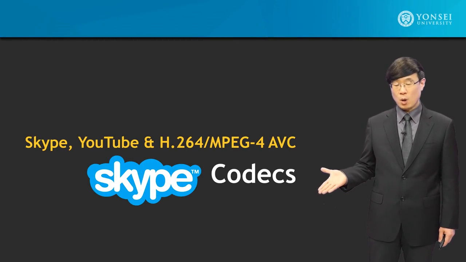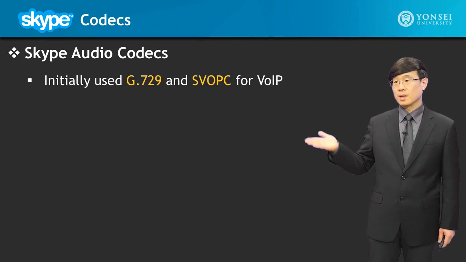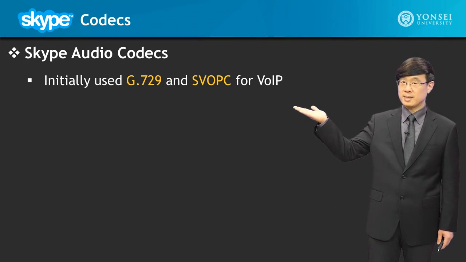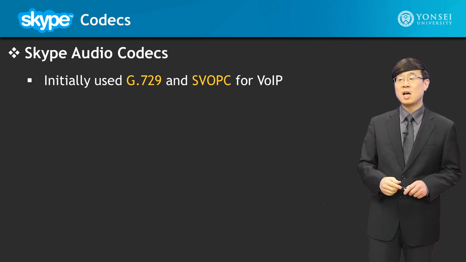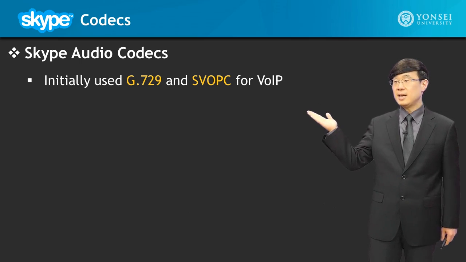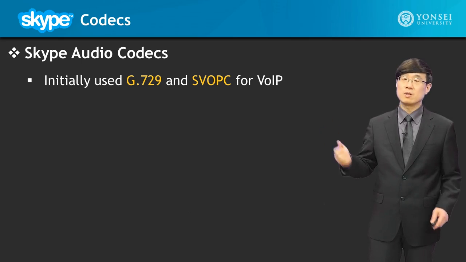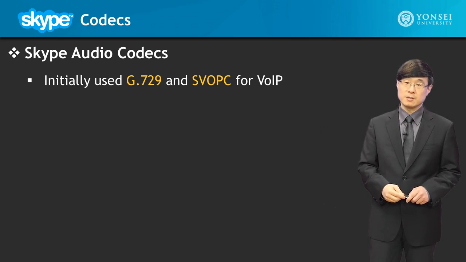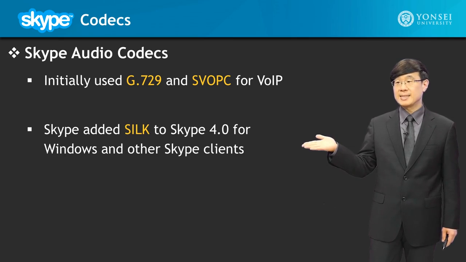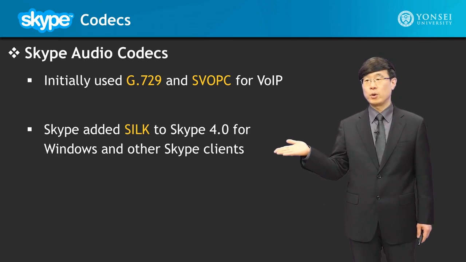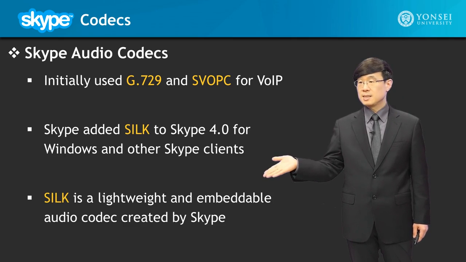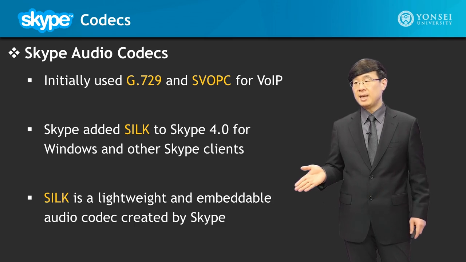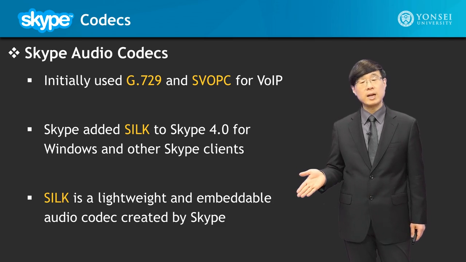Skype codecs is what we'll study about, starting from the audio codecs that Skype uses. Initially, Skype used G.729 and SVOPC for their voice-over IP applications. Skype added Silk to Skype 4.0 for Windows and other Skype clients. Silk is a lightweight and embeddable audio codec created by Skype.